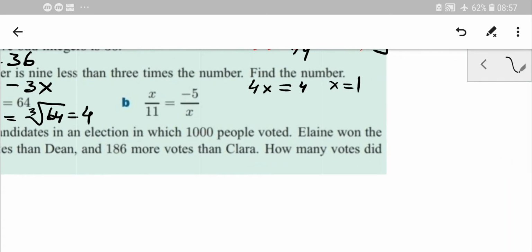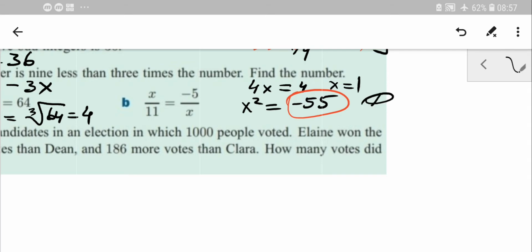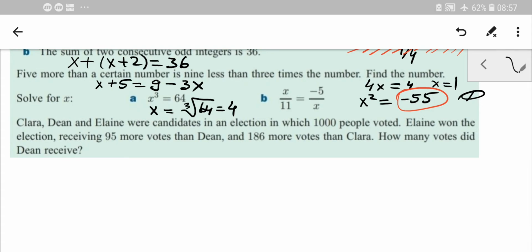Alright, on the last one, we get x squared equals negative 55. Oops, we have negative numbers, so what do you know? Even powers, no solutions, because of the inability to take the square root of a negative number.